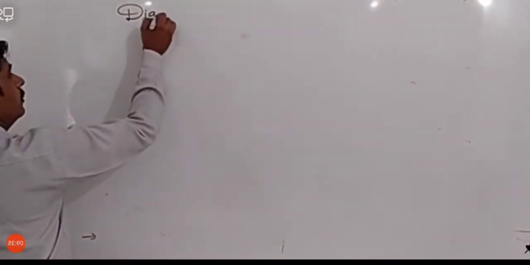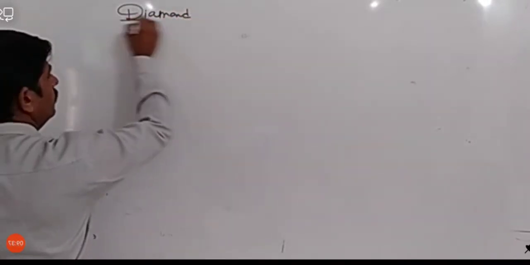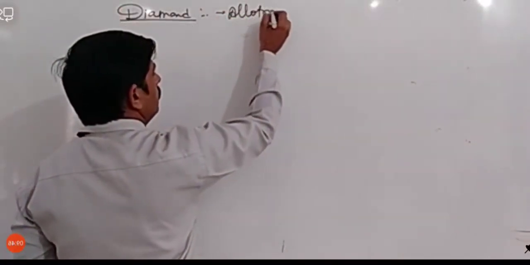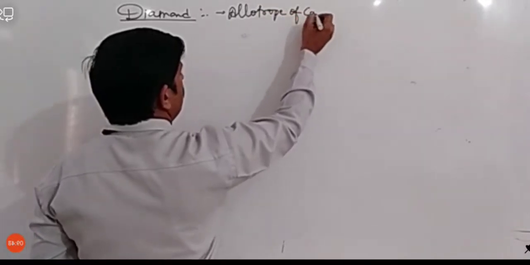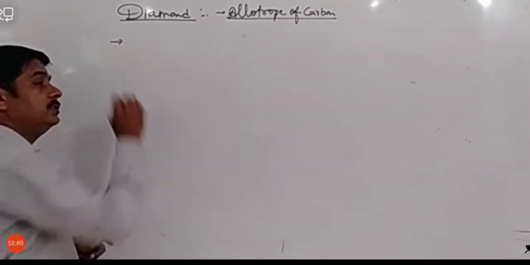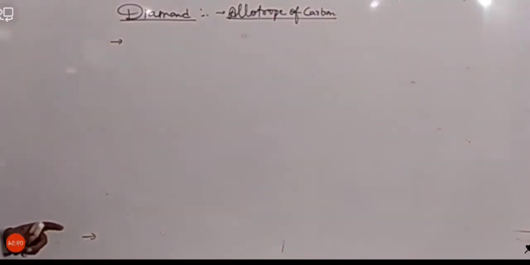Yes. So let's see. We are talking about the diamond. And we all know about the diamond. What is diamond? So diamond is an allotrope of carbon. First thing, it is allotrope of carbon.